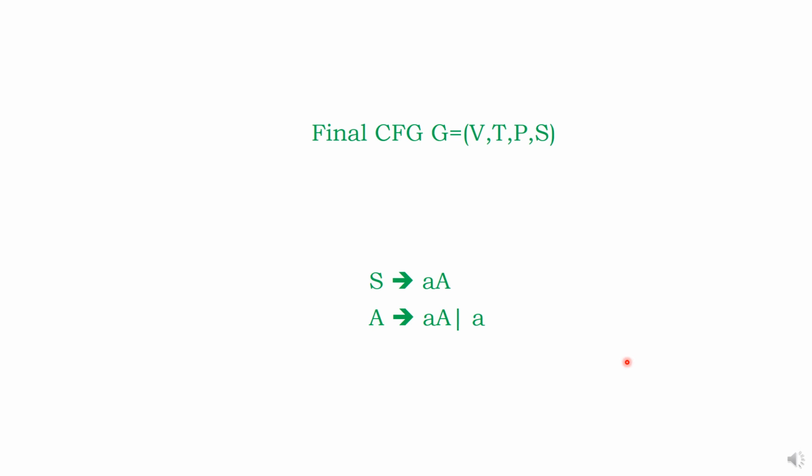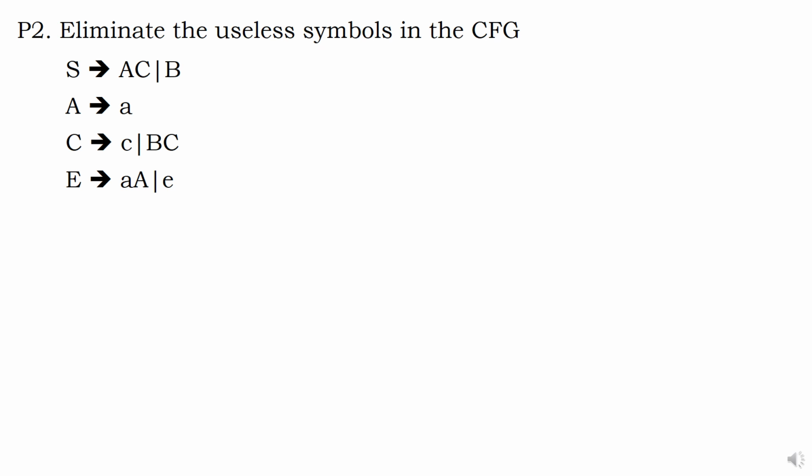Now what is your VTPS? V is nothing but S, A, capital letters. T is nothing but terminal, small letter a. P is nothing but production rule. This is the production rule. S is nothing but the start symbol. Let us have another simple problem. Eliminating useless symbols for the given grammar.